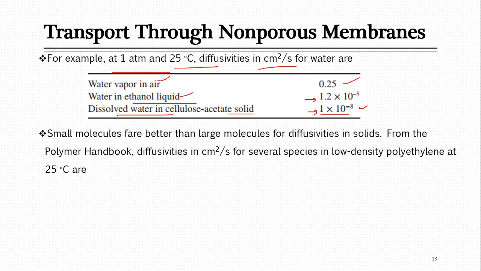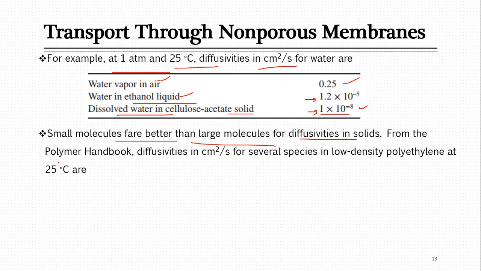Another example: small molecules are better than large molecules for diffusion. Also, it depends on the molecule size. As you know, most of the time membranes are solid, so we will compare the diffusivity in the solid of various molecule sizes.